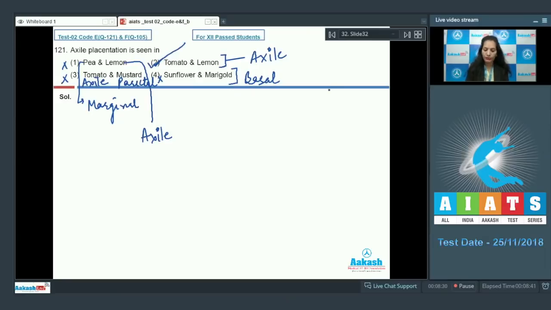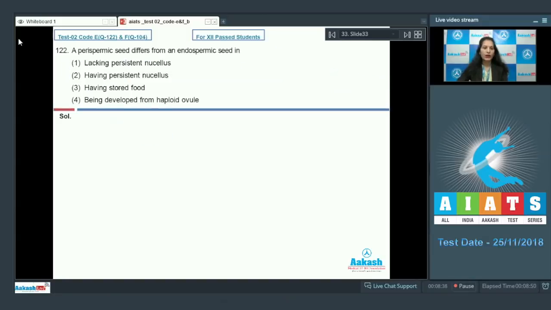So the correct option for the given question is option number 2. Let's move on to the next question. Question number 122. A perispermic seed differs from an endospermic seed in first option lacking persistent nucellus, second having persistent nucellus, third having stored food, and fourth being developed from haploid ovule. How a perispermic seed differs from an endospermic seed?